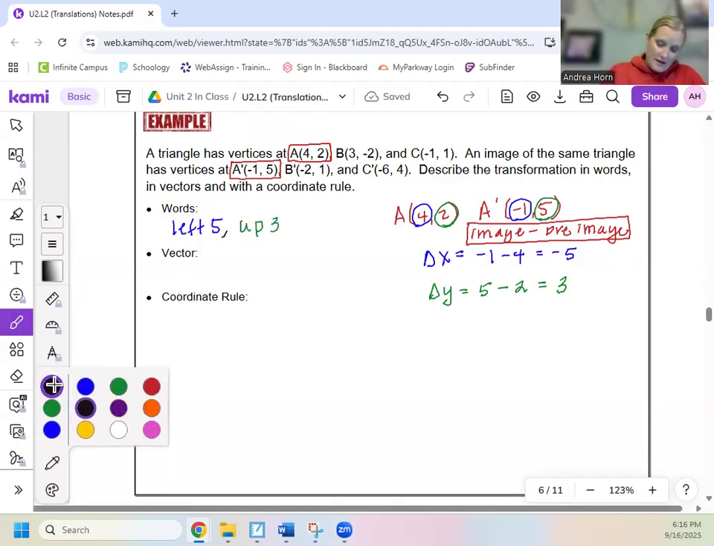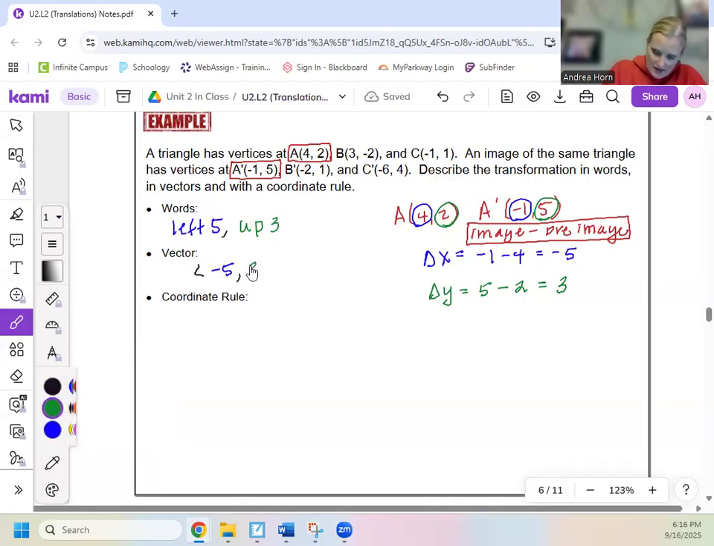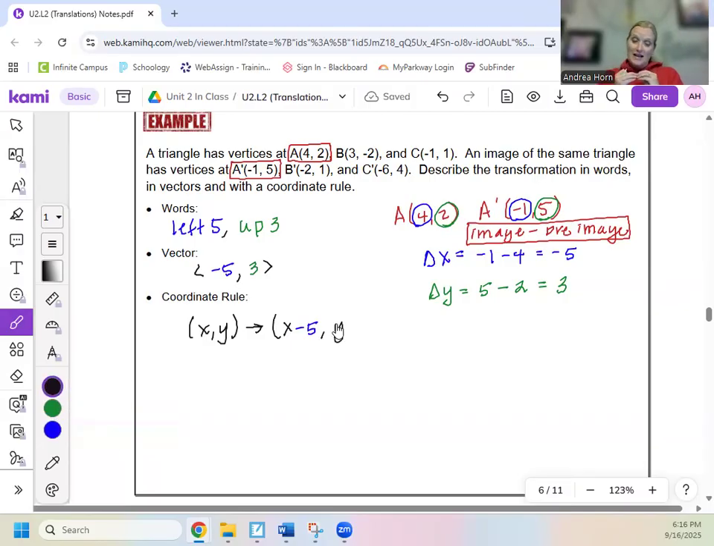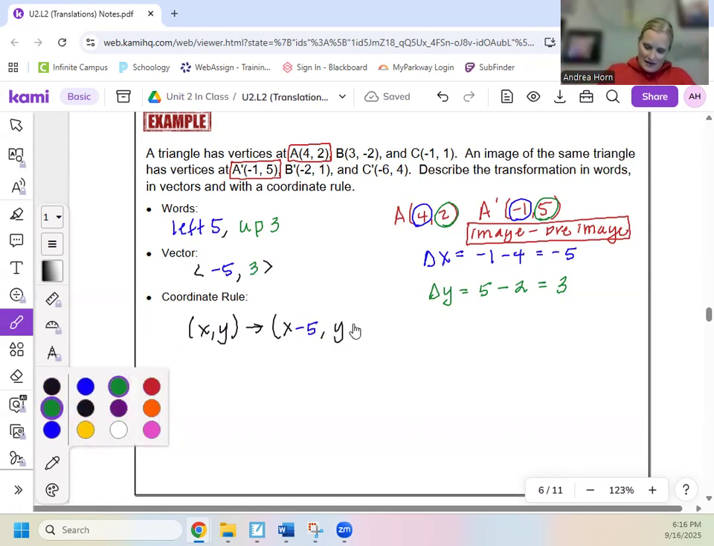Then remember, a vector is just your change in x and change in y. So my change in x is -5. My change in y is 3. And then coordinate rules are the same thing, but in terms of coordinates. So (x, y) goes to (x, ...). If I start at 4, then I'm going to subtract 5 to get to -1, so x minus 5. For y, if I start at 2 and I go up to 5, that means I'm adding 3.